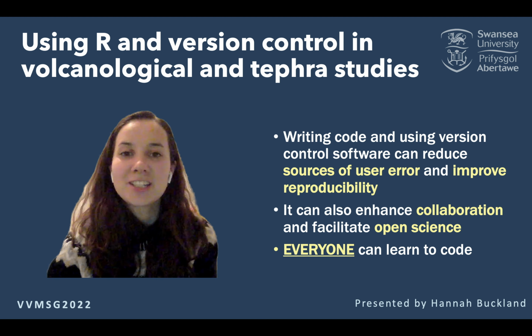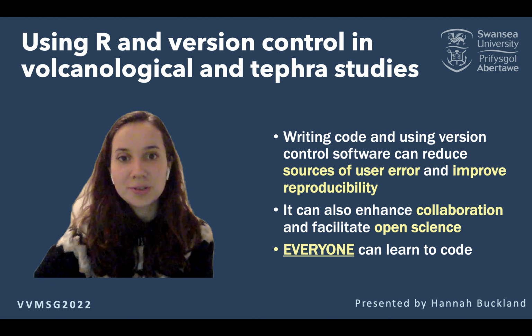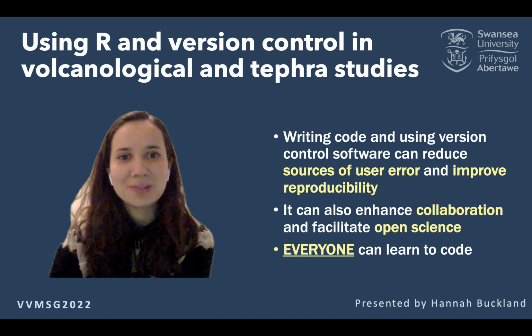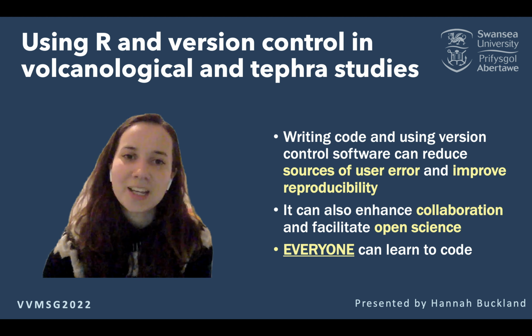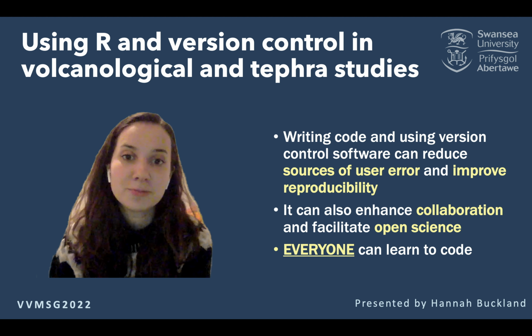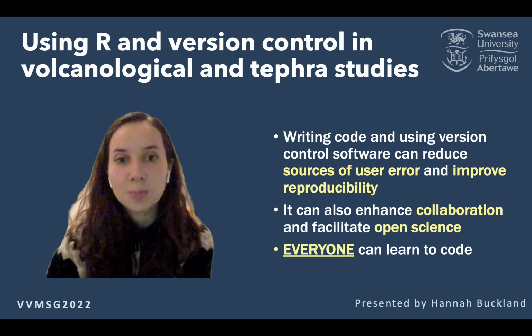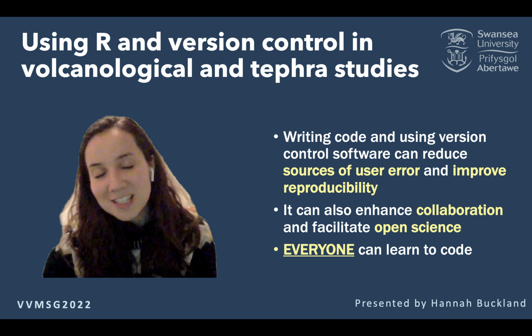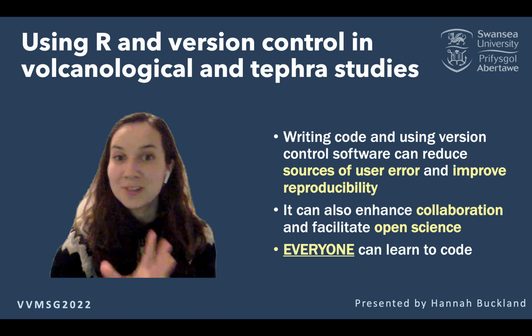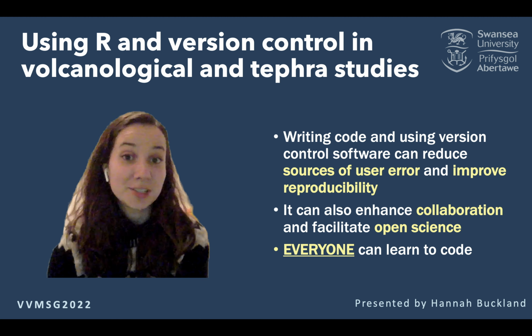I think it can really significantly reduce the sources of user error and improve the reproducibility of your results. I also think writing code and sharing it using some form of version control can enhance collaboration and facilitate open science. I also want to dismiss the myth that writing code is some kind of really hard thing, and I think everyone can learn to do it.